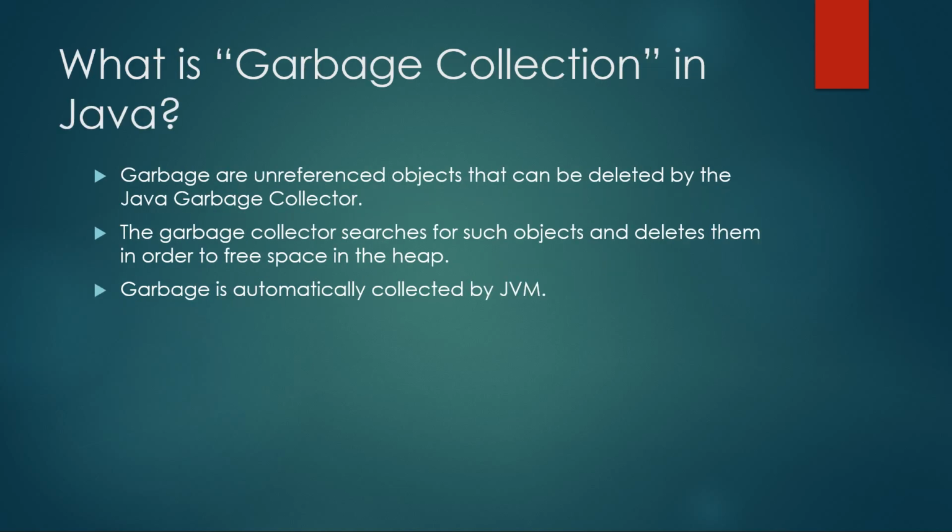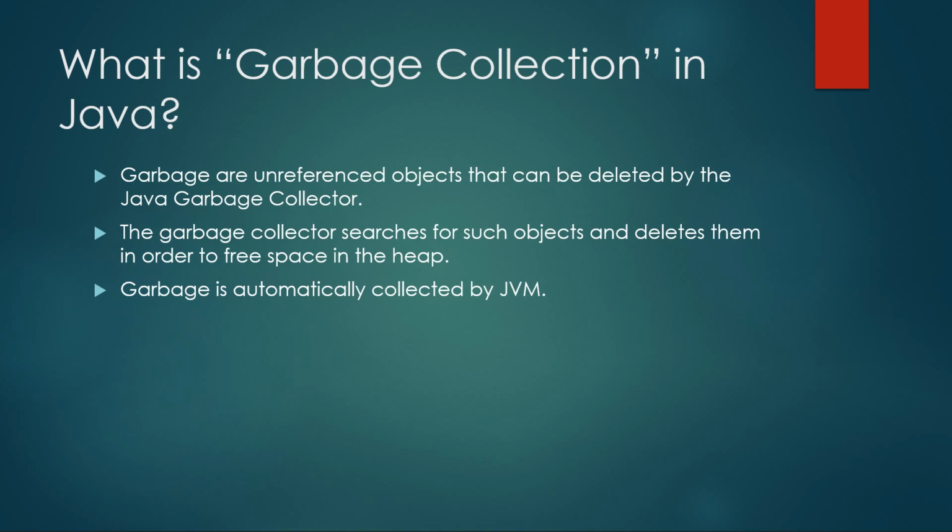So what is garbage collection in Java? This is a simple outline and this will be covered in depth in a separate video. Garbage are unreferenced objects that can be deleted by the Java garbage collector. The garbage collector searches for such objects and deletes them in order to free space in the heap. Garbage is automatically collected by the JVM. So for now, these three points are enough. Let me elaborate a little bit more on that.